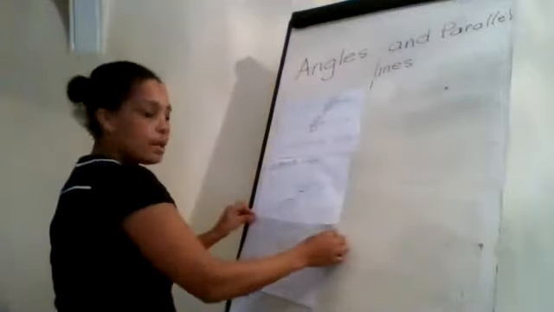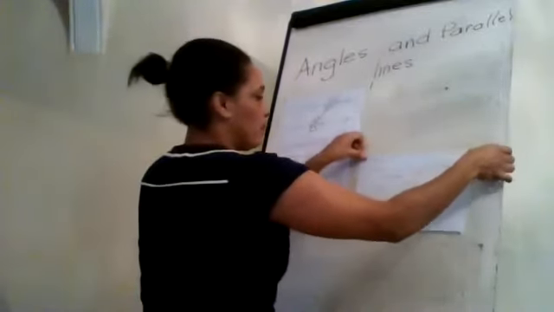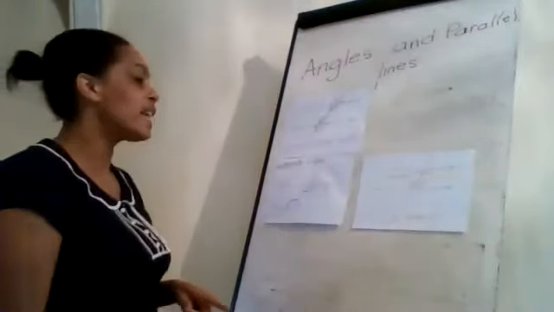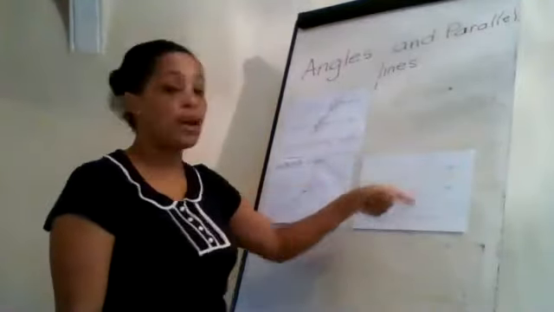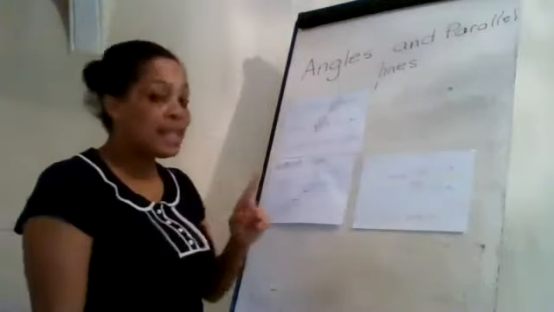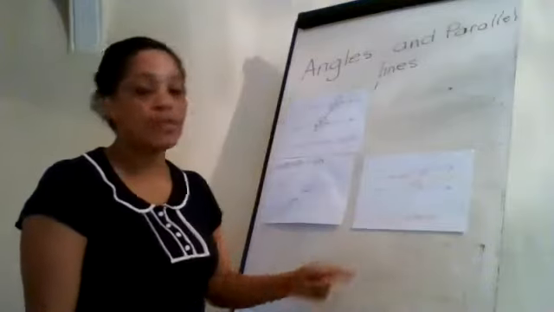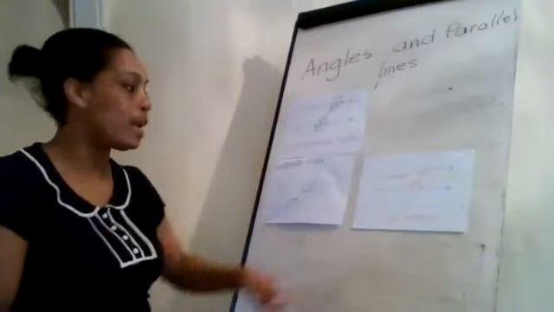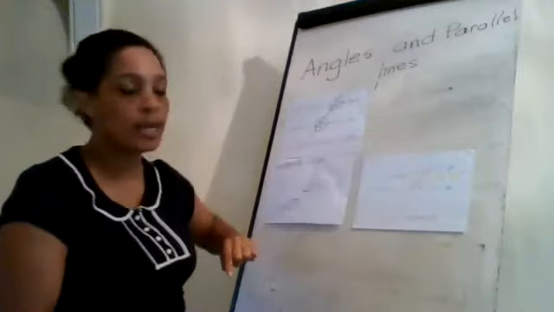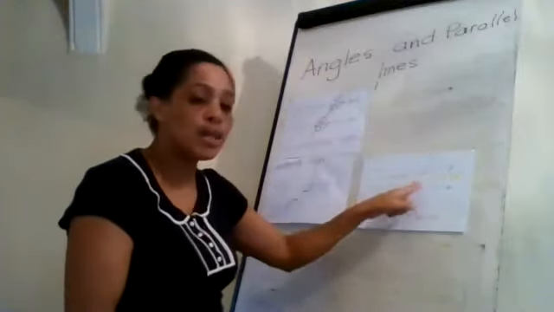The next one we looked at was co-interior angles. Let's put that one here. Co-interior angles, again, we need to look for the parallel lines. We have the transversal. In this case, they are co-interior. The interior gives it away. It means they're bounded by, they're inside of the parallel lines. Here we have that one and that one.